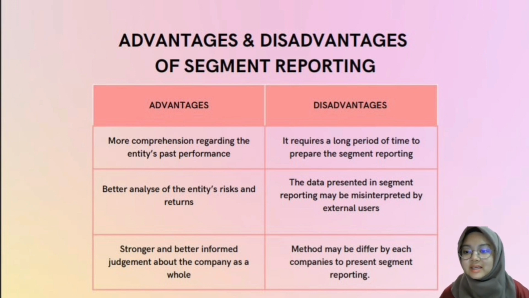For disadvantages, it actually requires a long period of time to prepare and publish the segment reporting. It is usually published after an accounting period has ended. Next, the data presented in segment reporting may be misinterpreted by external users who do not understand what segment reporting actually presents. Lastly, the methods used by each company are different to present the segment reporting, such as by using the 10% thresholds rule. There are actually three different ways to present, and also there is the 75% rule.